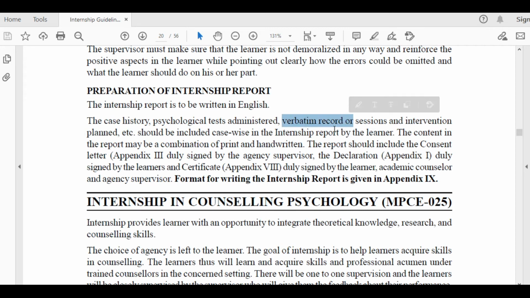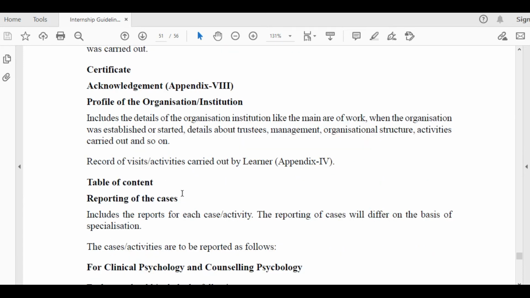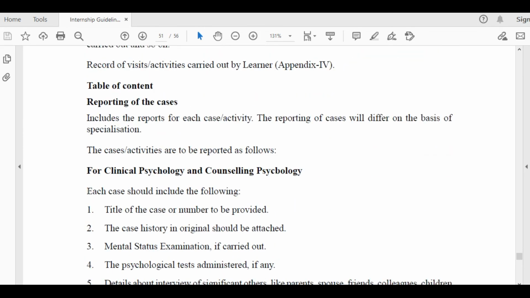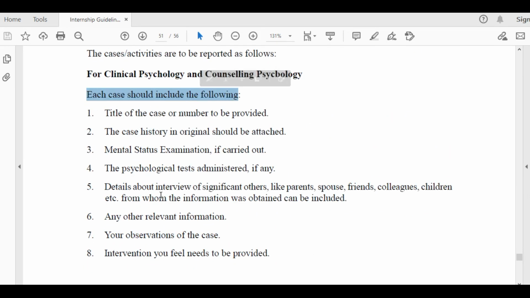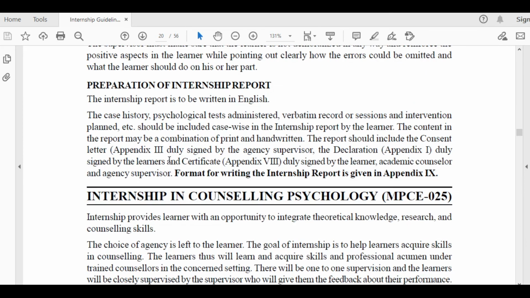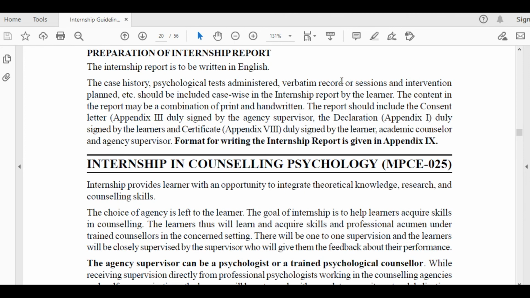There were questions like whether to record the verbatim or not. So yes, a verbatim record is very important when you are writing the report. Just want to mention that where they say each case should include, they have not mentioned the verbatim record exactly. They have mentioned details about the interview of significant others. So don't misinterpret that the verbatim is not required. It's clearly mentioned above on page 20 for the clinical that it is required to be attached.